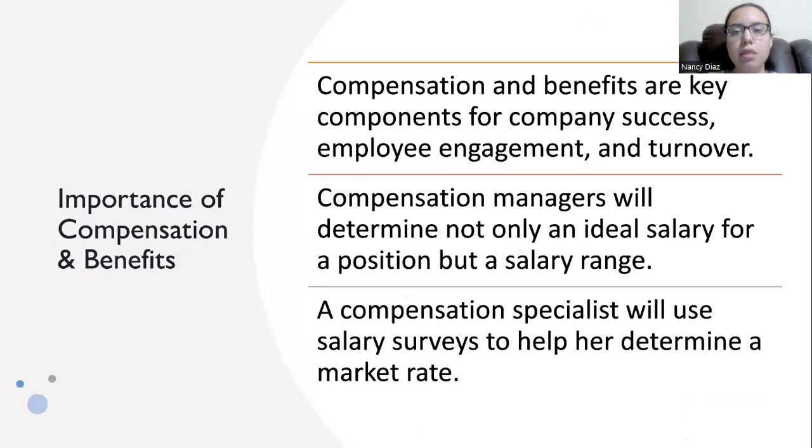And then lastly, compensation and benefits are key components for company success, employee engagement, and turnover. What HR benefits and compensation managers do is not only determine the ideal salary for a position, but also calculate the salary range of this position. Specifically, when someone is brought in at an entry level, it's important to know how high the salary range is that this employee is able to reach within that organization. This is important regarding the skills, requirements, and tasks that will be assigned to the employee.